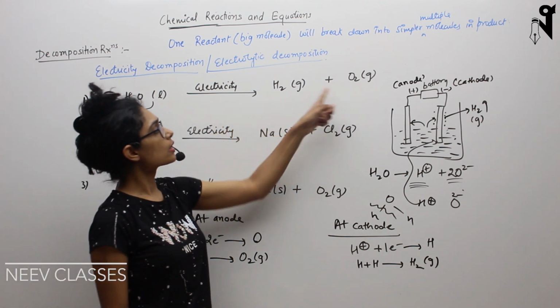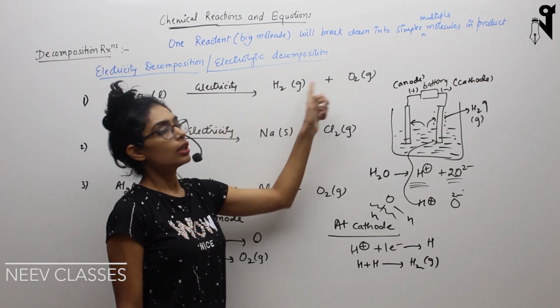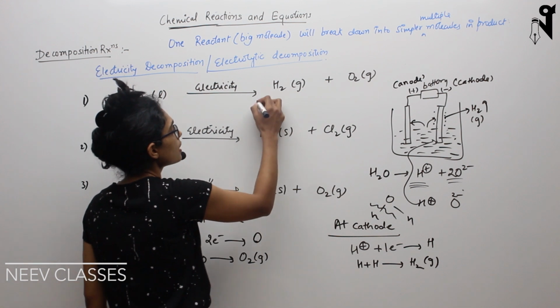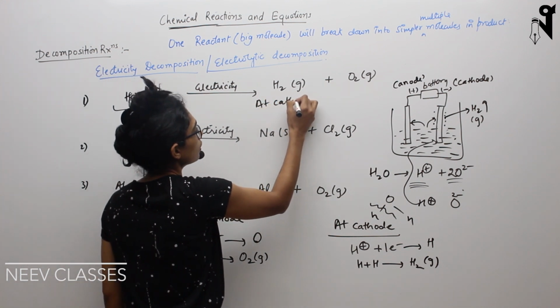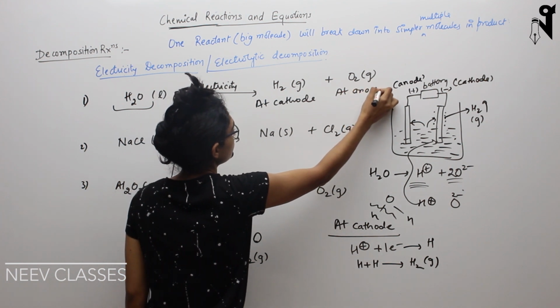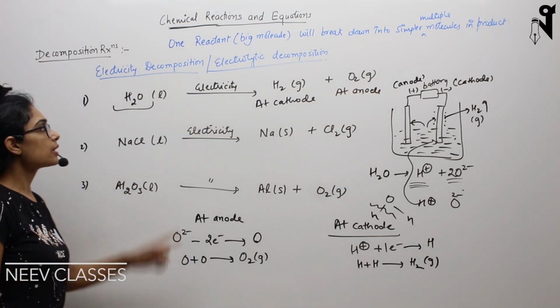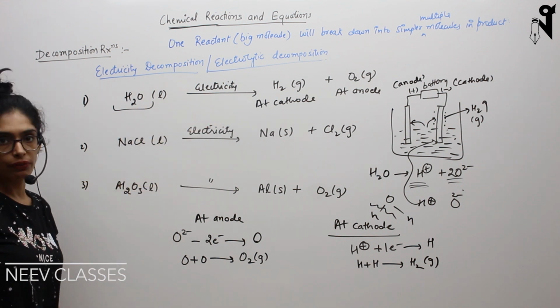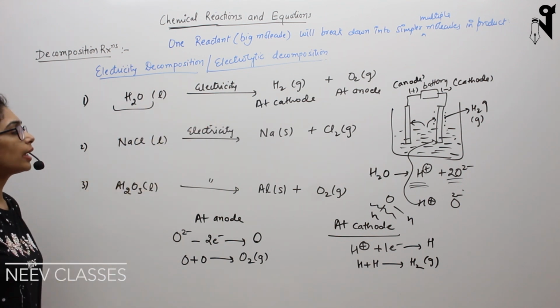And it will get released on the respective electrode. So hydrogen will get released at cathode, whereas oxygen will get released at anode. And this is due to the electric supply that we have given. A very similar thing will happen with the NaCl also.